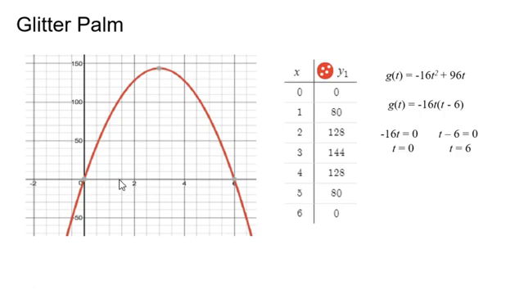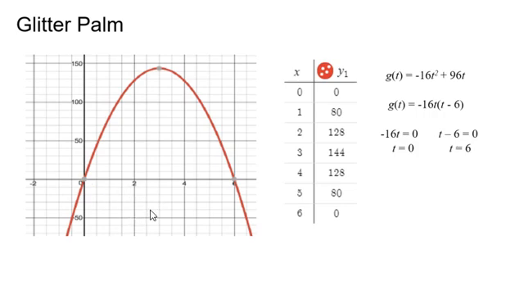We can see that it has 2 x-intercepts, and what that tells us is how long the firework was in the air. So we know that it was launched initially at 0 seconds, and then it was back down on the ground at 6 seconds, which tells us that it was in the air for 6 seconds. Again, with our vertex being at 3 seconds, we know that it took 3 seconds for the firework to reach its maximum height.